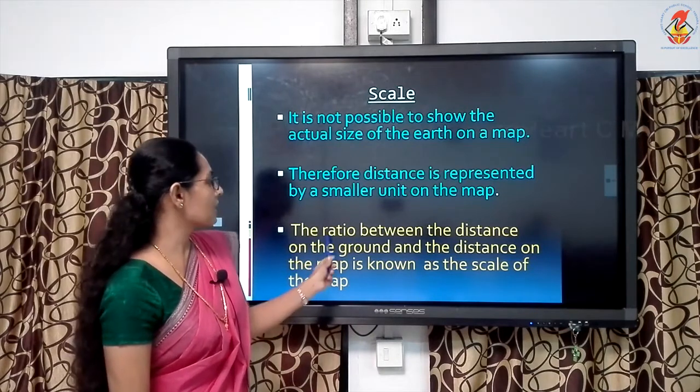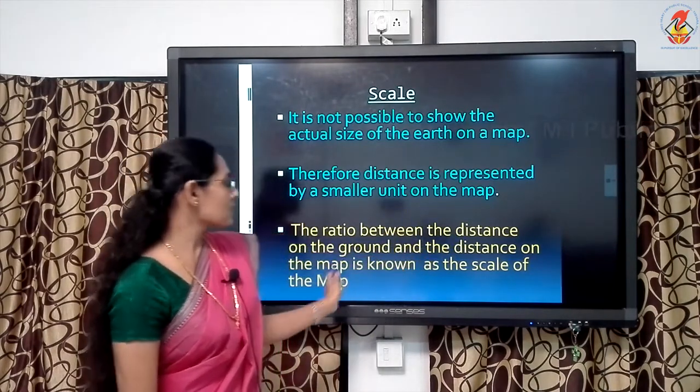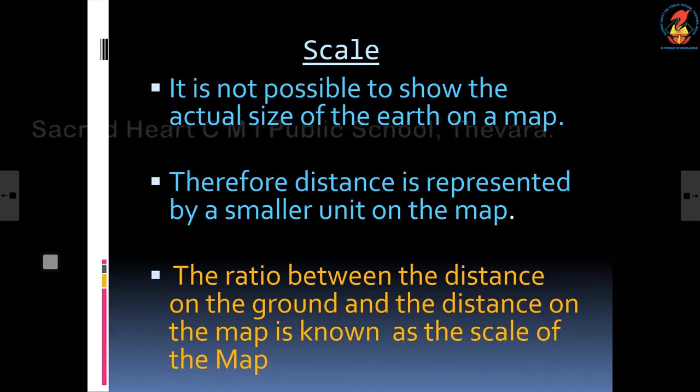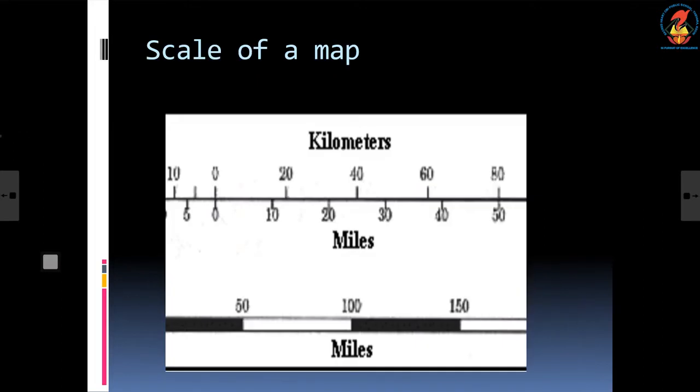What do you mean by scale? The scale is the ratio between the distance on the ground and the distance on the map. It is known as the scale of the map. The scale of a map is always shown with a particular symbol, this one. This symbol is always shown on a map.